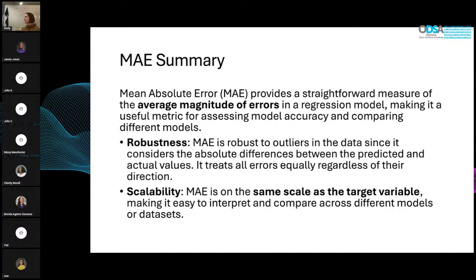Those don't have different weighting in this type of metric. Scalability, this is important. Mean squared error is on the same scale as the target variable. Not everything that we look at will be, and not all regression metrics are. So it's important to understand how to interpret your metric.